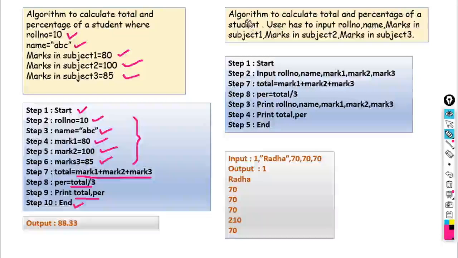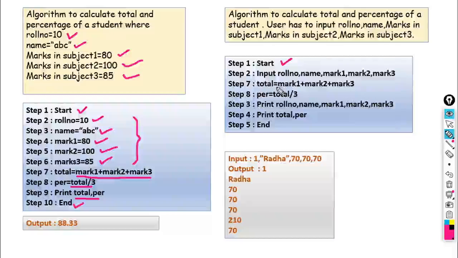The second question is like this: algorithm to calculate total and percentage of a student. The user has to input roll number, name and marks in 3 different subjects. So how can we write the algorithm for this one? Step 1 start. We have to input values. So write here how many values you have to input: 5 values. Okay, so input roll number, name, mark 1, mark 2 and mark 3.